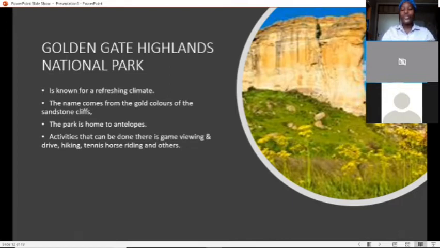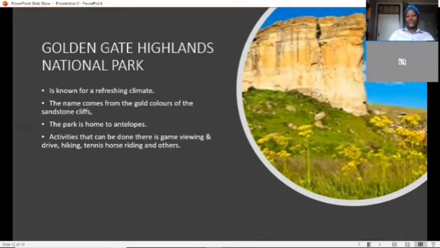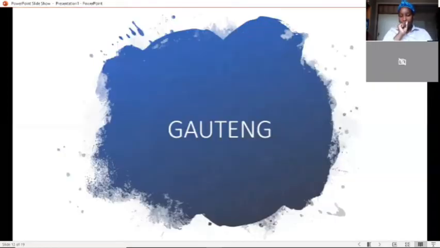The park is home to antelopes. Any antelope, from the springbok to the bontebok, any antelope. There are no dangerous animals there, no lions, it's strictly antelopes. And there are activities that can be done there: game viewing, game drives, hiking, you can play tennis, and horse riding, and a lot more, right? And then we get to Gauteng.